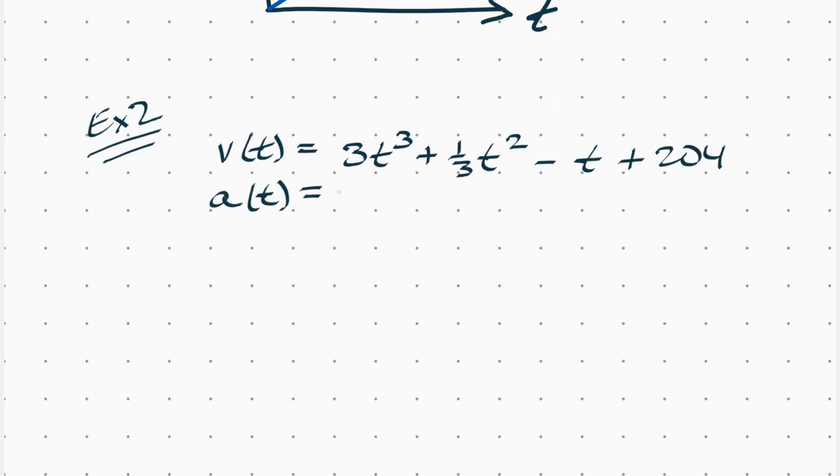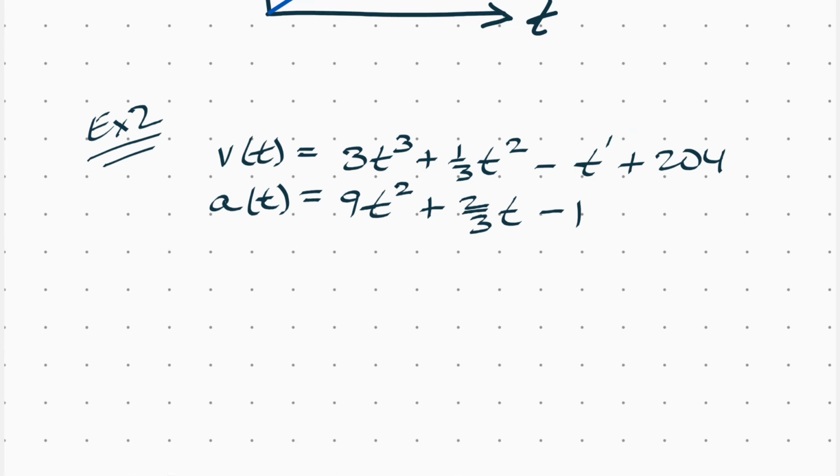Well, a of t, we're going to bring down that power. 3 times 3 is 9, t raised to the power of 3 minus 1, so t squared, plus 2/3. Again, the 2 just multiplies out front, t to the 2 minus 1 power is t. Minus, t has a 1 up here, and that 1 goes out front, and t to the 1 minus 1 is t to the 0, which is 1. So this just becomes 1 here, plus 0.